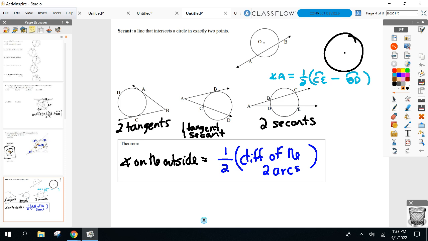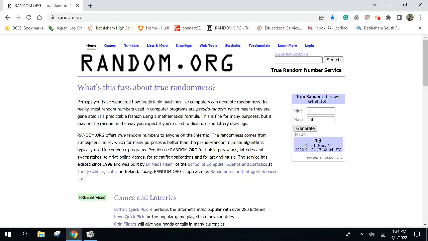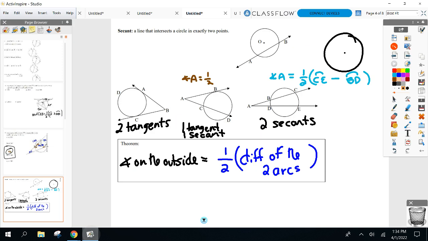Okay? Bigger one minus, and yes, you can always assume that the further one is the bigger one. How would you find angle A on the second diagram? Half of, name the 2 arcs in between you want me to subtract. Good work. Minus BC.